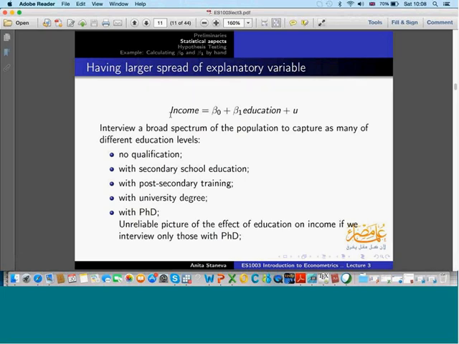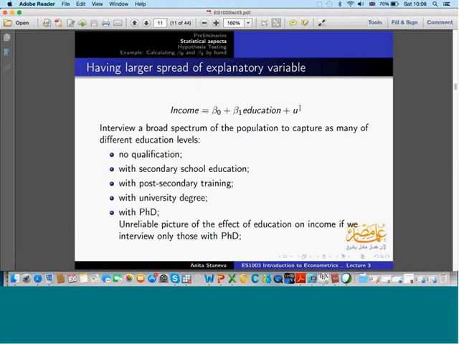If you don't follow this strategy, for example, if we interview only those people who have PhDs, we will get a very unreliable picture of the effect of education on income. And in this case, you would not know whether the relationship between education and income was positive. For instance, without collecting data on people who quit schooling at the age of 16, you would not know for sure that they're making less income than those with a PhD.